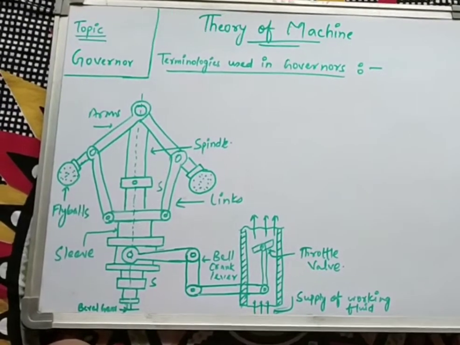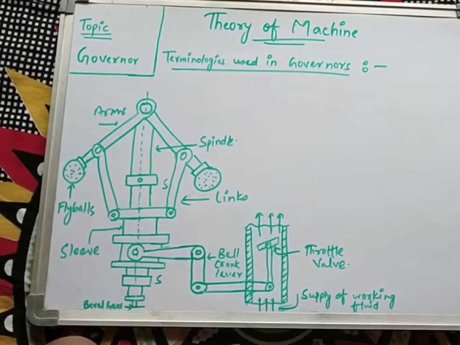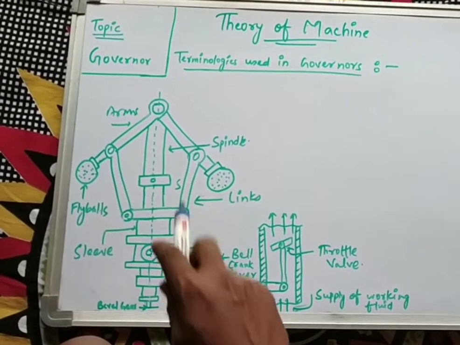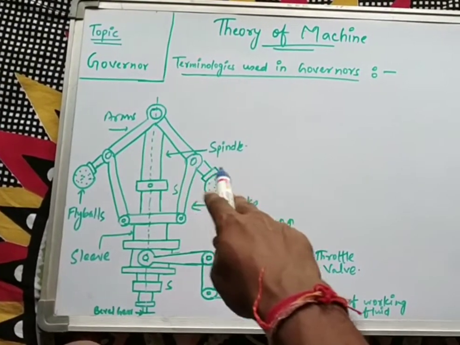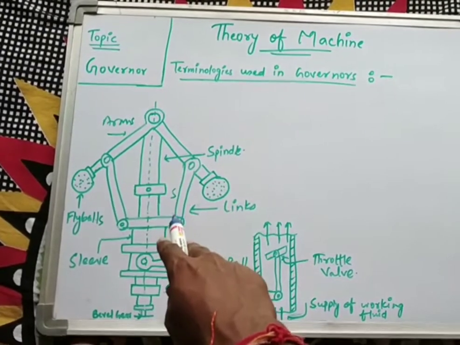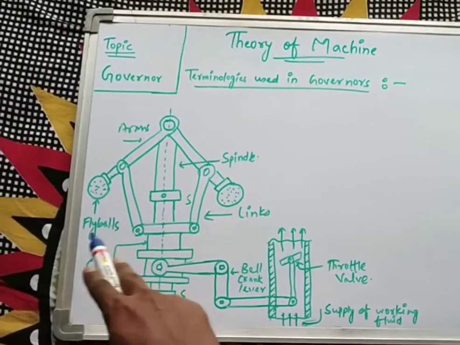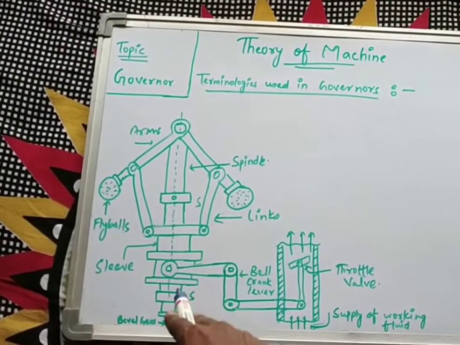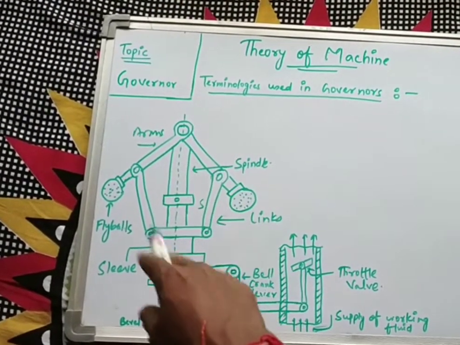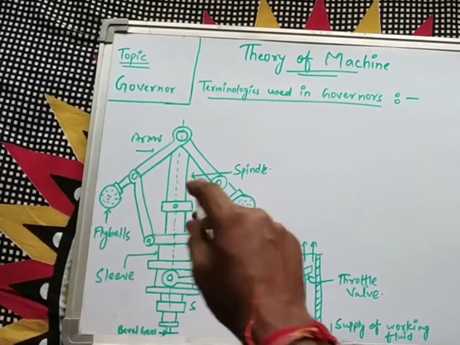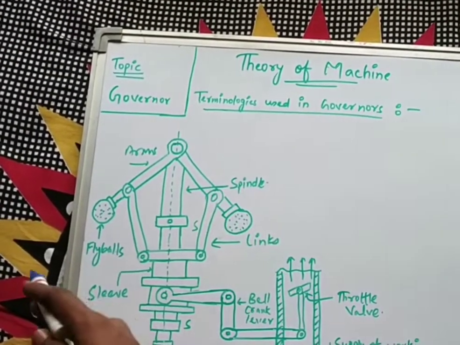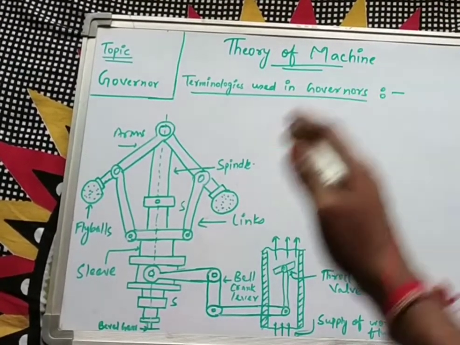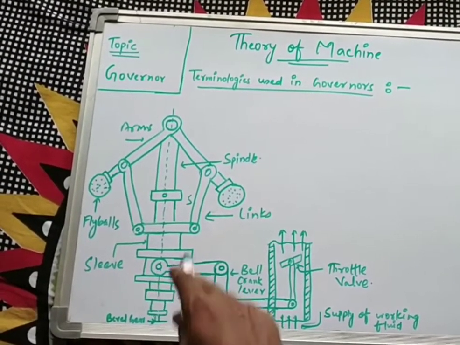So now coming back to the next topic, that is terminologies used in governors. I have drawn a basic diagram of a governor in which the upper end is the shaft, and the middle connector is known as the spindle. These are the two fly balls. This is the sleeve, which moves up and down, so that the arms can rotate outward and inward.